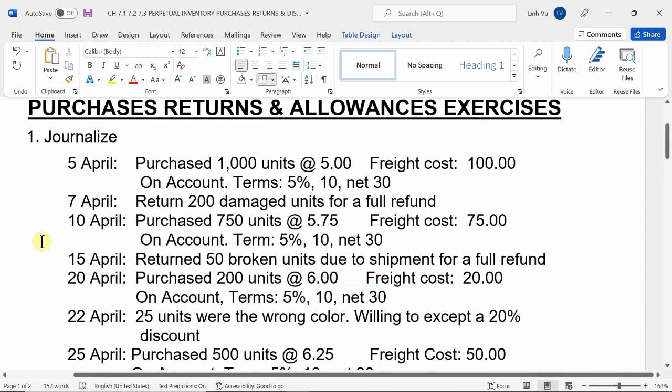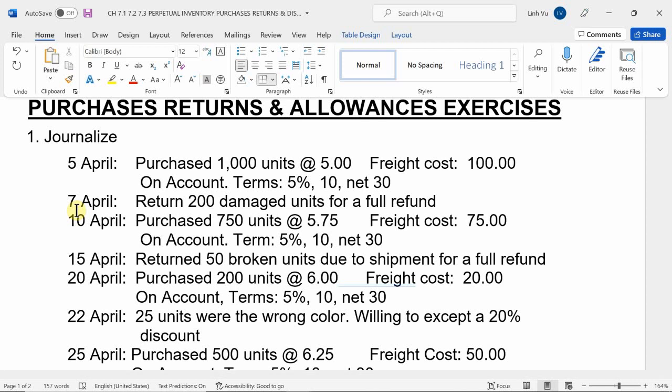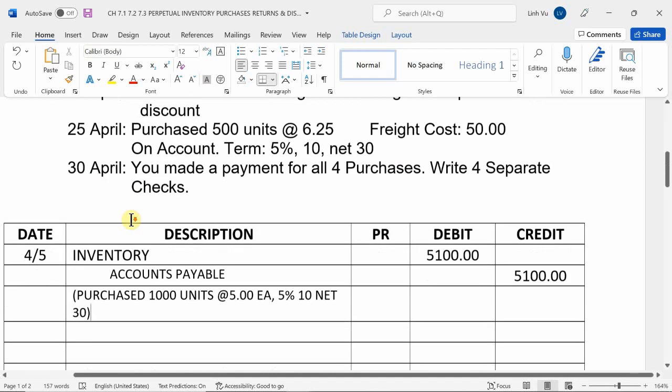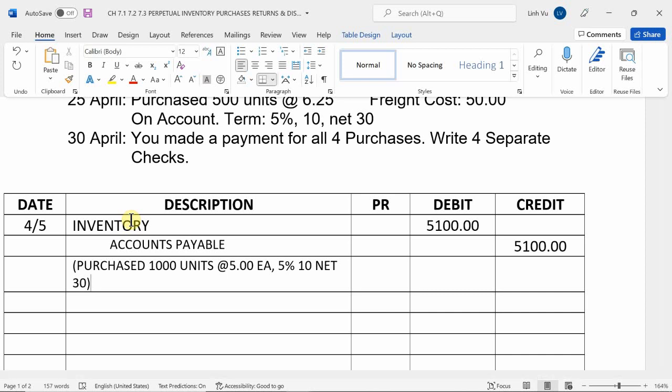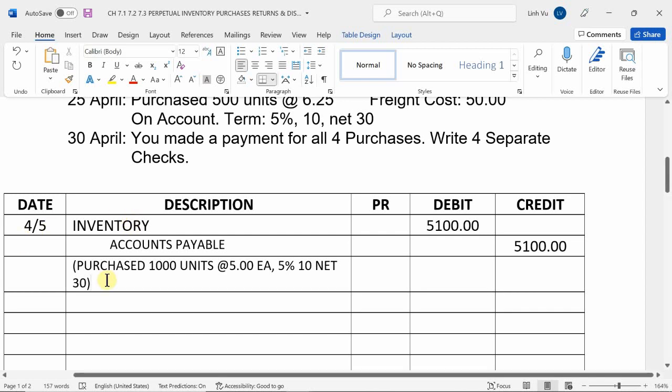Noting the freight cost of $100 is not a big deal. You can if you want to, it's up to you. But what's more important is that I identify that I purchased 1,000 units at $5 each. Again, that's just more information, and when other people read your journals, it would better their understanding.